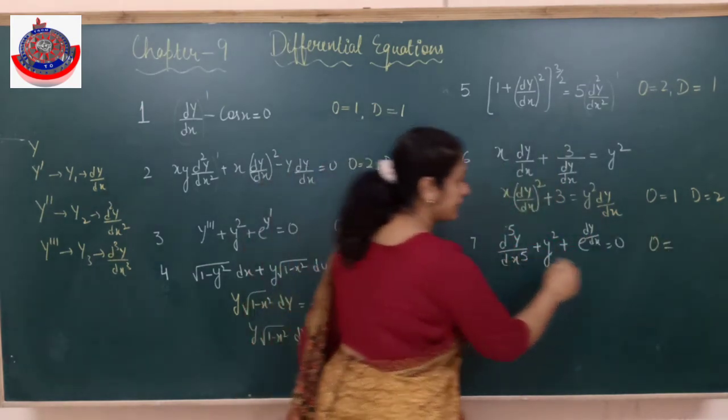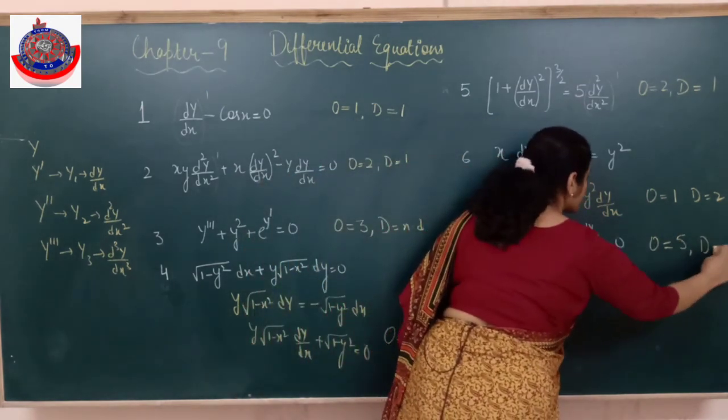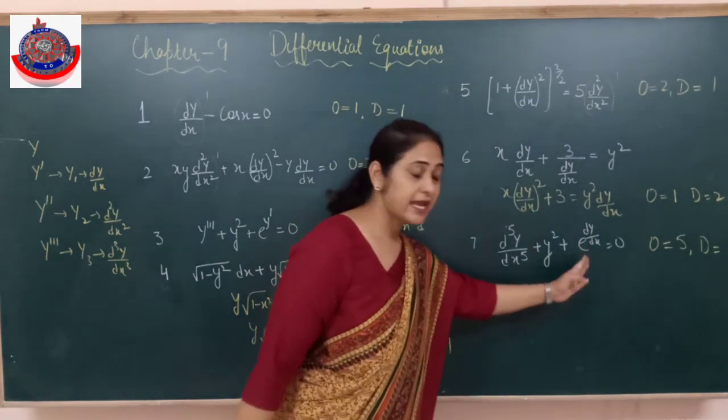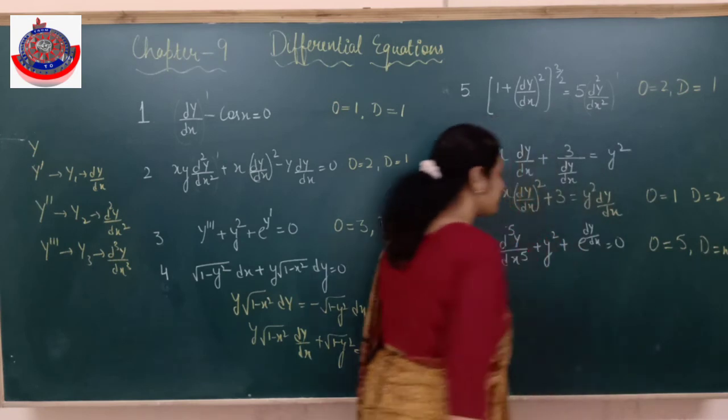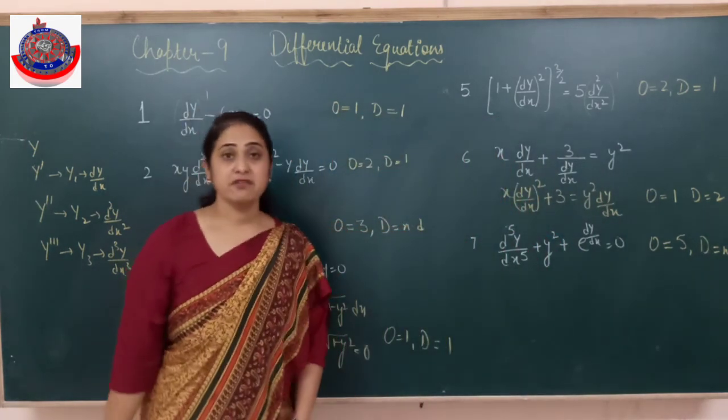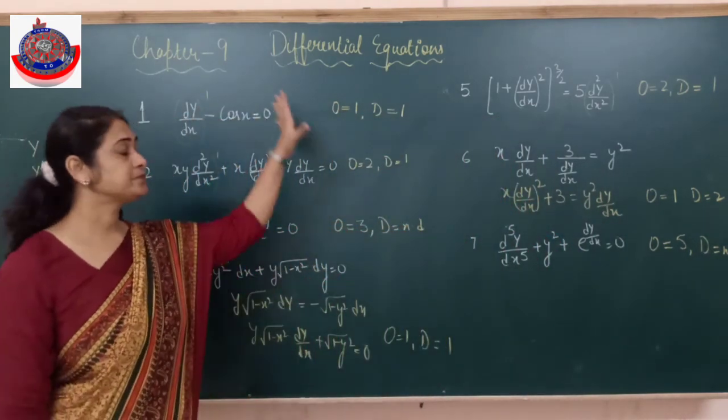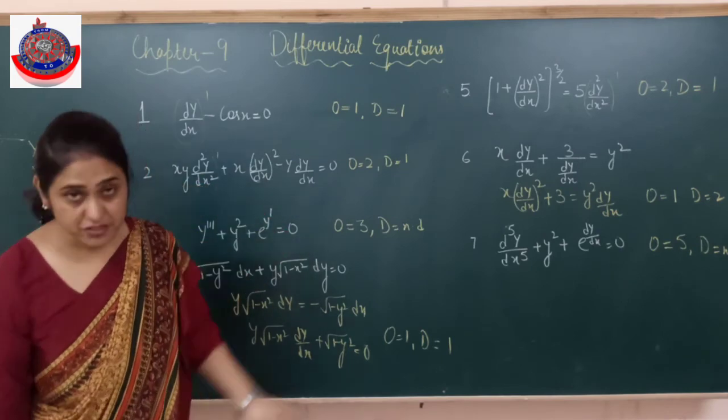Alright, coming to this order. Highest order derivative is 5. For degree it should be an equation, but it is not an equation. Again it is e raised to power dy upon dx. So degree is not defined. I hope children it's clear to everyone. So what's it all about? It's order and degree of differential equations.